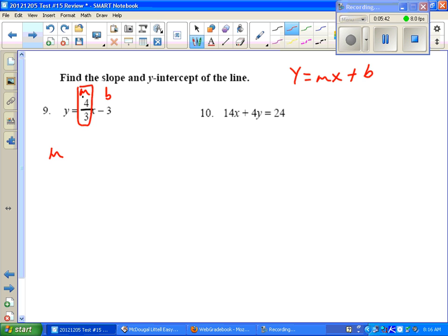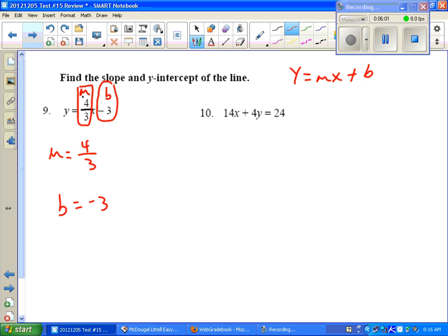So your m value or your slope is 4/3. Your b value, remember you have to include the sign that goes with the b. That usually gets people messed up a little bit. B is -3. Your slope is 4/3. Your y-intercept is -3.